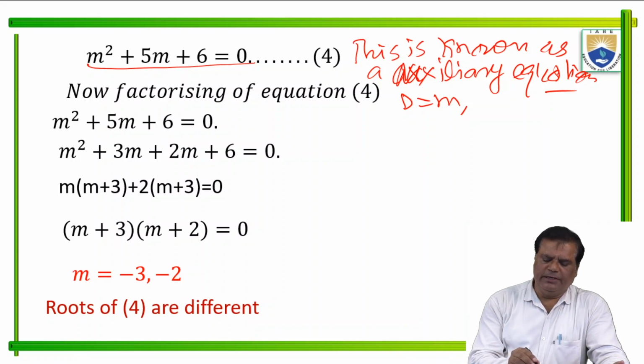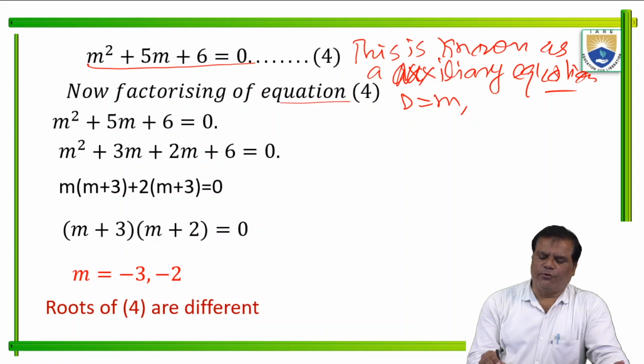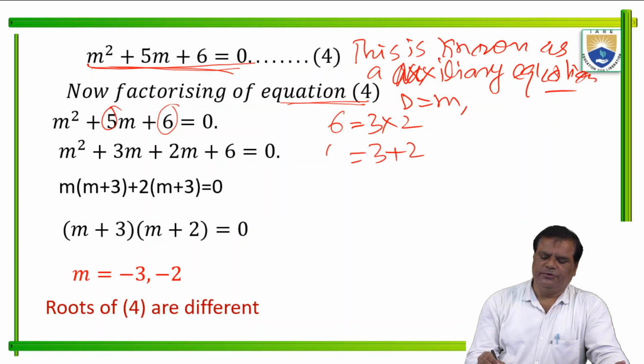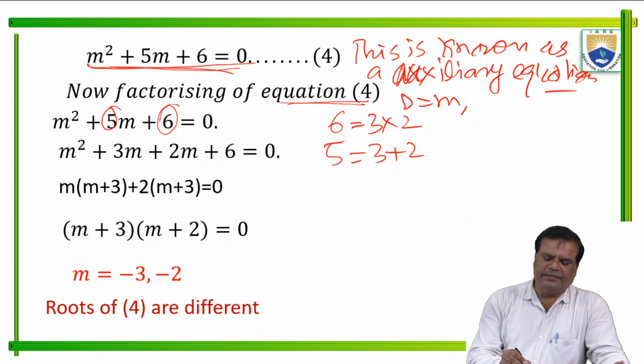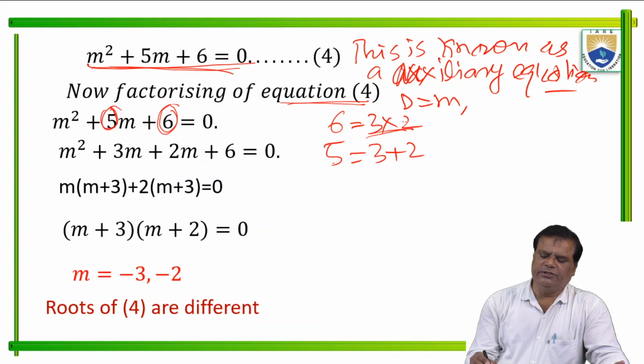Now, factorizing equation 4. We do the factorization here. The last number is 6, so we multiply: 3 times 2 is 6. The second number is 5, so we add these factors: 3 plus 2 is 5.